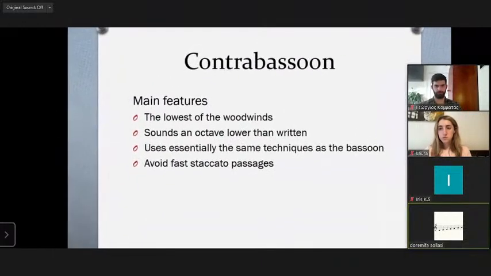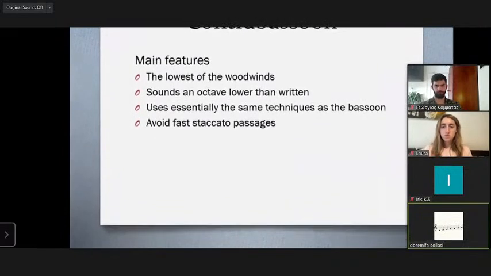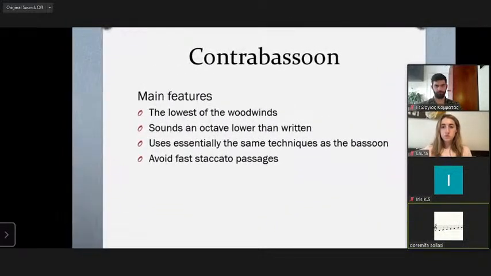Now, the contrabassoon is a very, very low-pitched instrument, and it is the auxiliary instrument of the bassoon family. It is the lowest of the woodwinds. It is a transposing instrument. It sounds one octave lower than written. It's like what happens in the string section with the double bass, that it is a transposing instrument that transposes one octave lower. Well, the same happens with the contrabassoon.